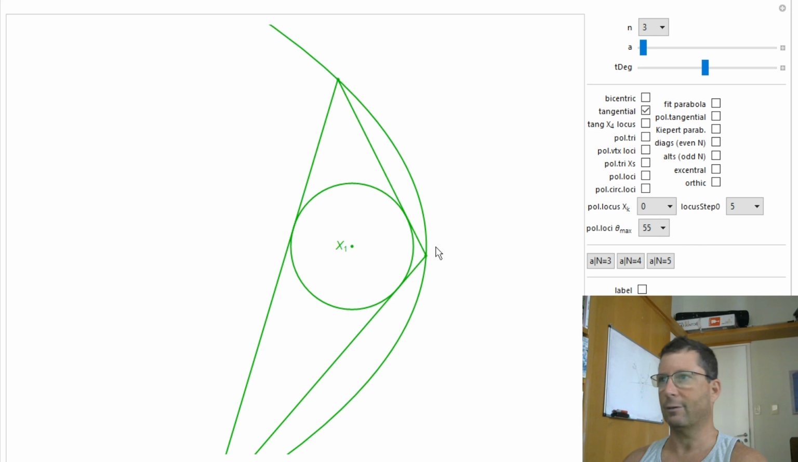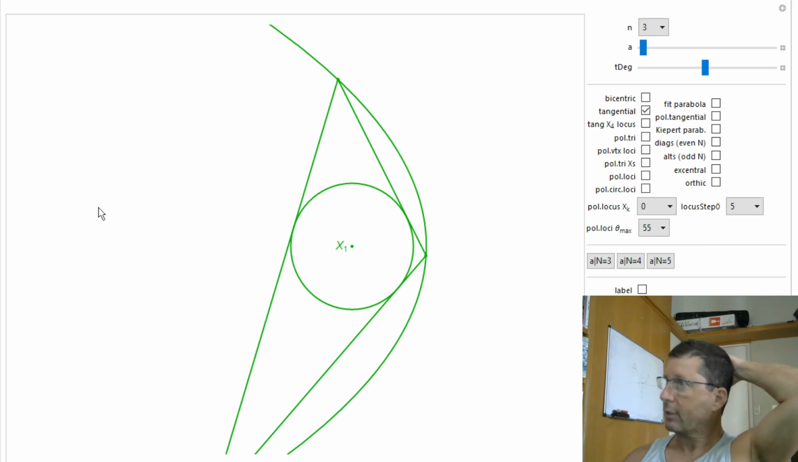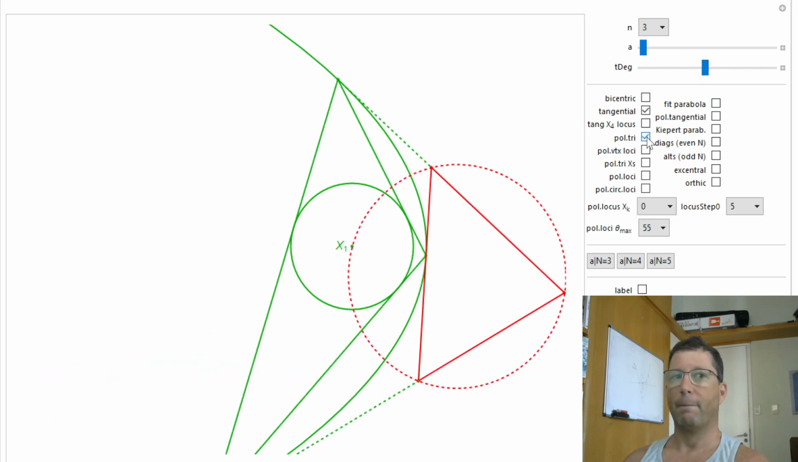Okay, so now let's erase the bicentrics and let's start approaching what we want to talk about here. So now I actually want to light up a very interesting derived triangle. I'm going to light up the so-called polar triangle of the green one with respect to this circumparabola.